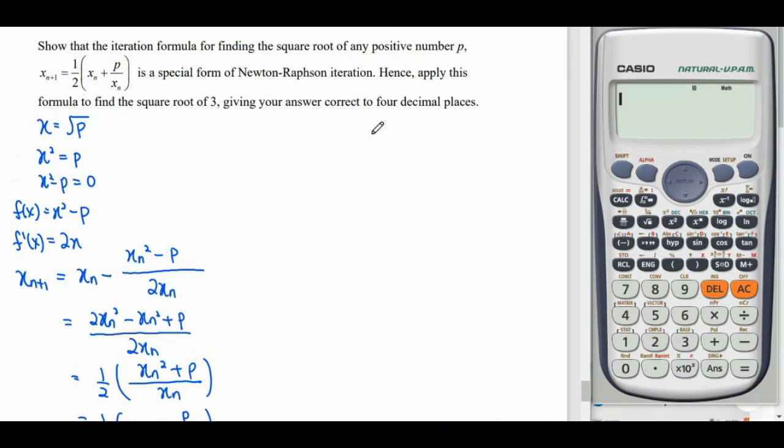So by using this formula, we're going to apply it to find the square root of 3. When we have a square root of 3, it means that the p given here is 3, the positive value is 3. So our function here will be equal to x squared minus 3.